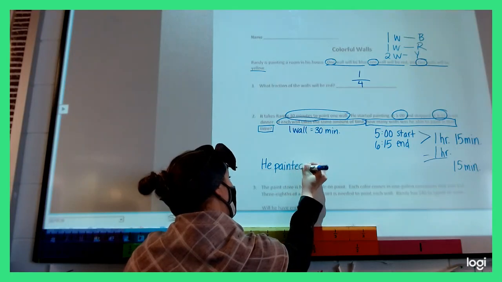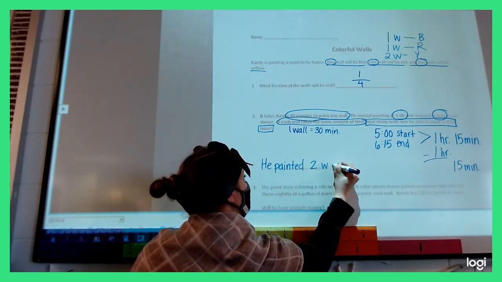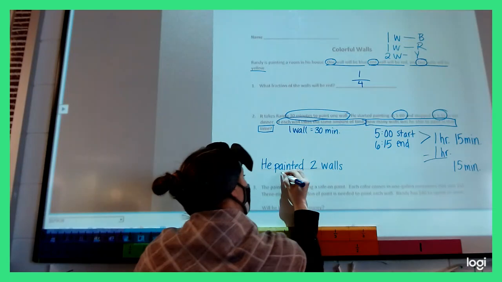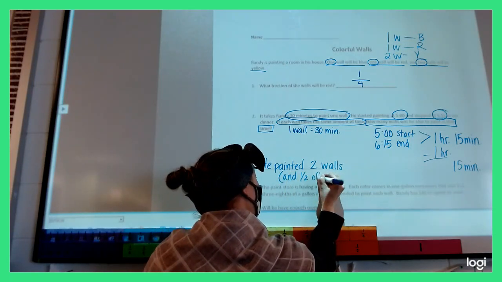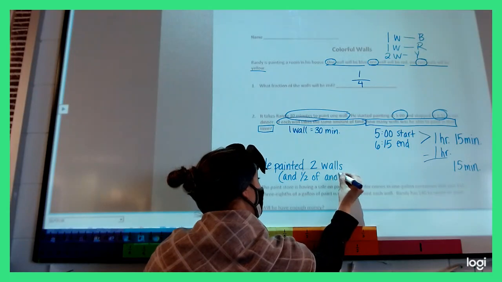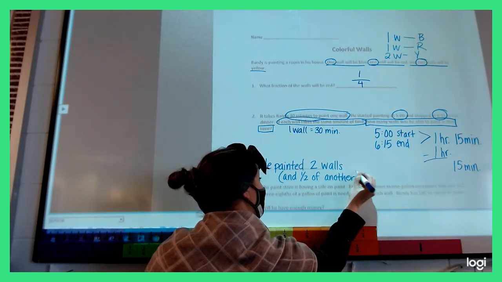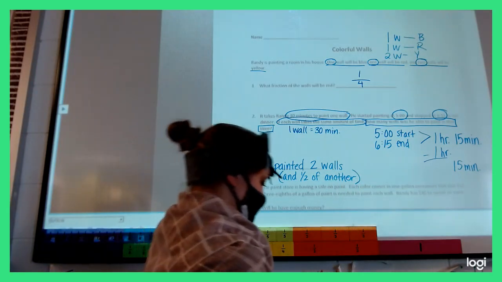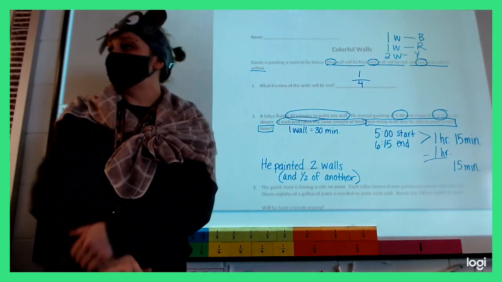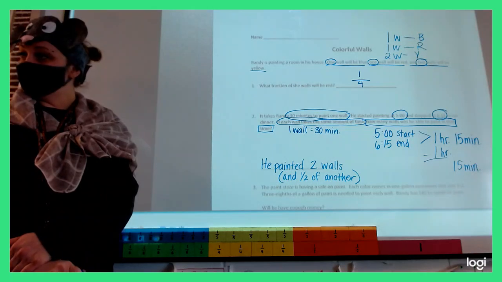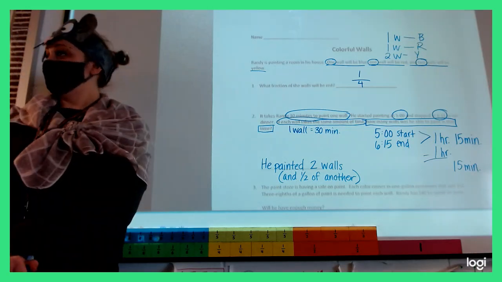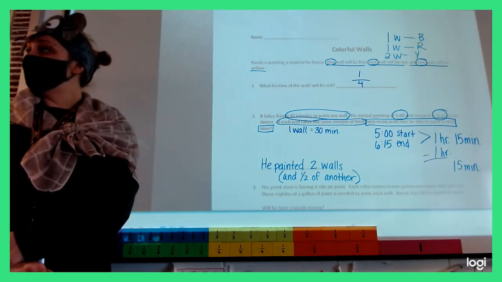I said hold on a minute. Shh. And I'm going to put down here and half of another. Hayden. I said 2 walls, half of one. Like half of another one. Okay, 2 walls and half of another. Lamb? I said 2W and 1/2.